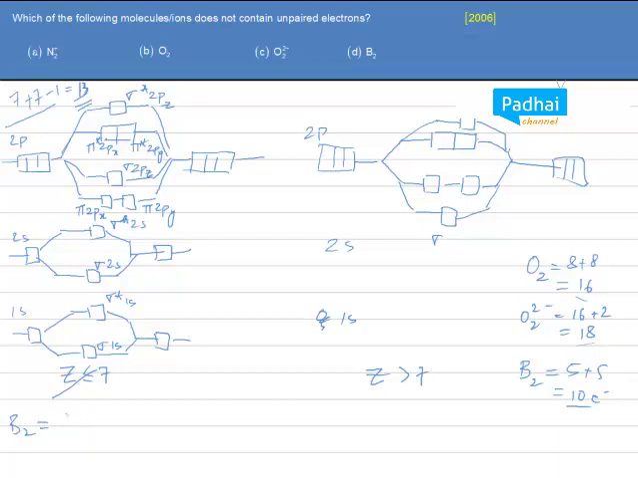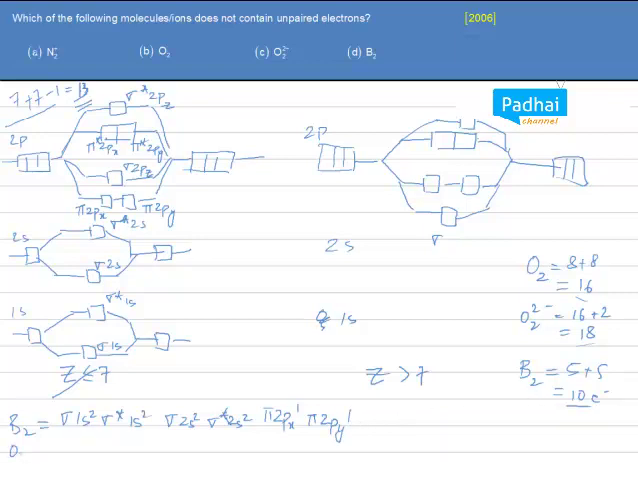That means its configuration will be given by sigma 1s2, sigma star 1s2, right? Sigma 2s2, sigma star 2s2, right? How many electrons are done? 2, 2, 2, 2. That means 4, right? Now what will happen? One electron will go in this and one electron will go in this. That means pi 2px 1, pi 2py 1, right? So it also has unpaired electrons.